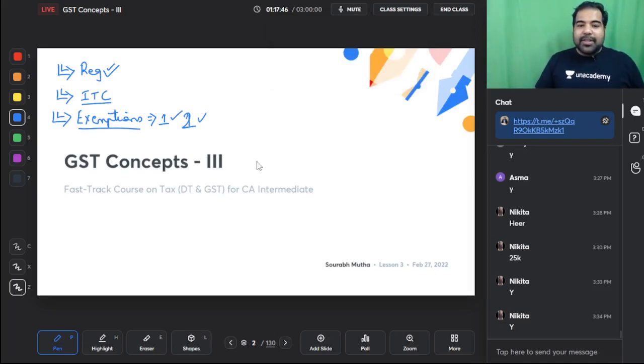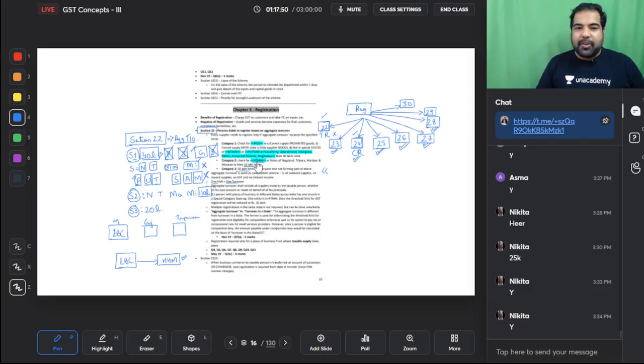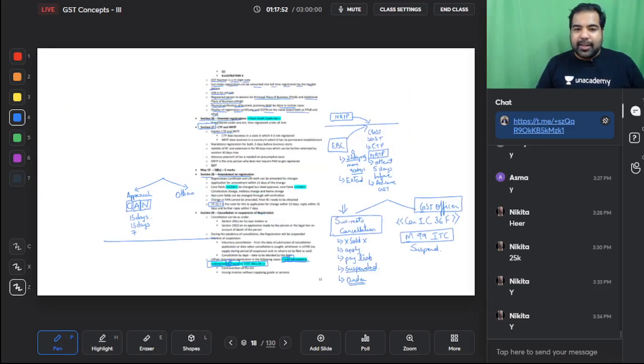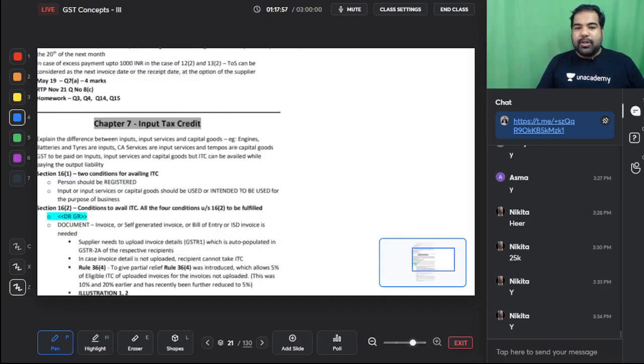Alright, and over to the next leg, guys. The next chapter, it's one of my favorite chapters because it gets great marks in the exam. Importance, time of supply is also done, and here is input tax credit.